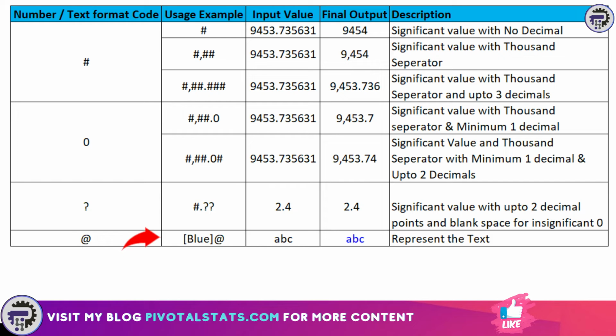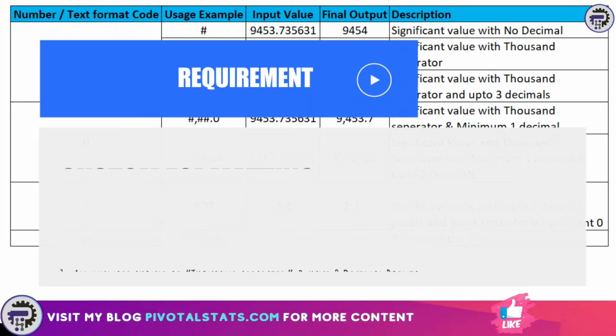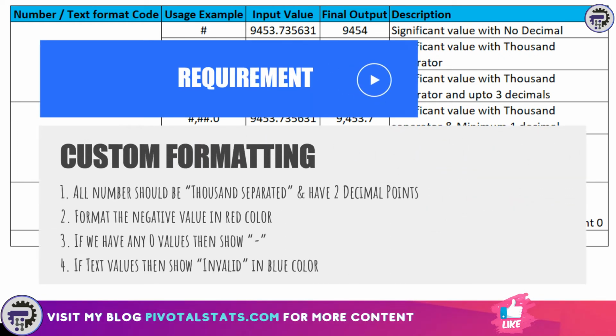Let us now dive into our problem statement for today. If you remember the problem statements, first one: all numbers should be formatted in thousand separator and 2 decimal points. Negative values should be in red color. 0 values to be shown as hyphen, and text values to be shown as invalid in blue color.